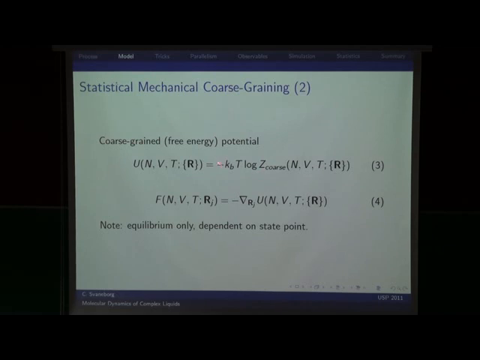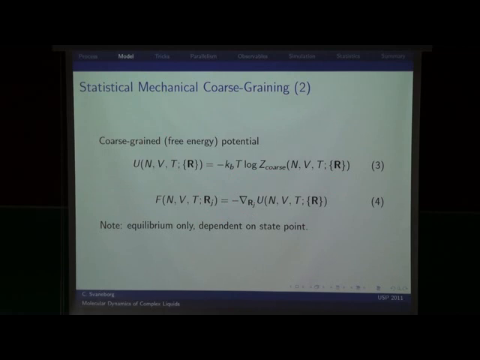And what we can do now is calculate a free energy potential, or potential of mean force as it is called, which depends on all these coordinates, but is given by minus kBT times the logarithm of the coarse-grained partition function. And we know that we can then calculate the true force, not the free energy, now it's a force, by taking minus the gradient of this potential.